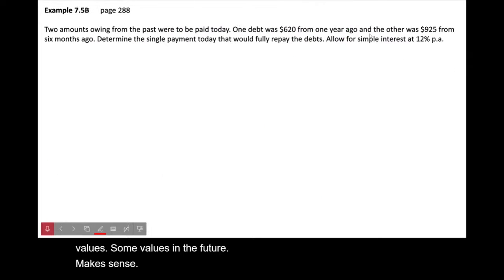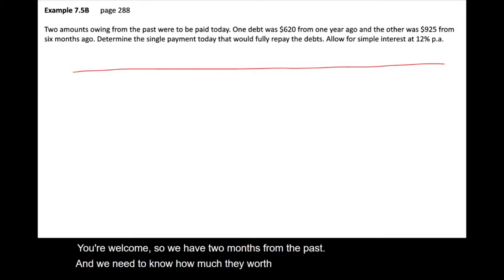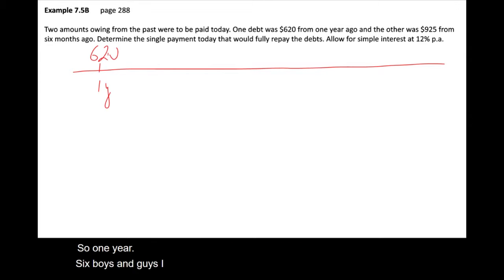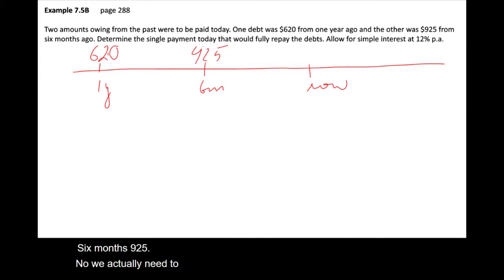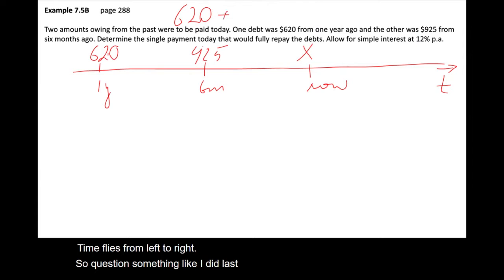Okay. So we have two amounts from the past, and we need to know how much they are worth today. So 1 year, 620. And guys, I highly recommend making those diagrams. 6 months, 925. And now we need to find how much is now. So X. Time flies from left to right.